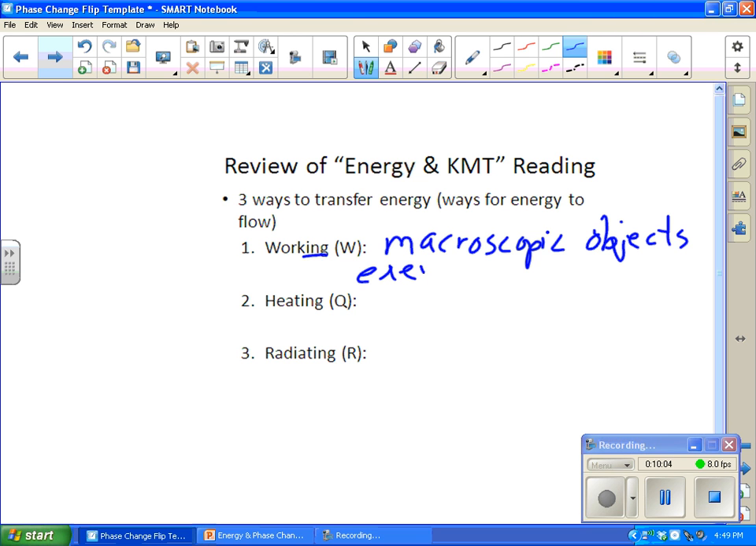Exerting, that's an X, exerting forces on other objects. In one of your readings this week, you had a diagram of a man on a hill pushing a ball down the hill, giving it a push so the ball would roll down the hill. So the man was exerting force on this ball.